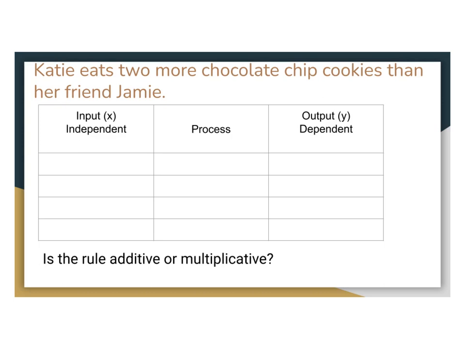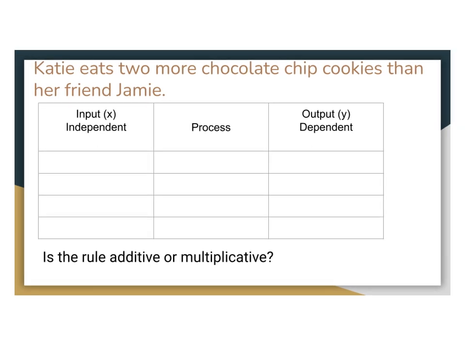So we're going to go ahead and read the problem, and we're going to fill in the table with the information, and then you're going to go ahead and fill out the table in your assignment to give you credit for it. So this is basically notes, so make sure you're taking these notes because it's going to help you out. Now I'm going to go ahead and look at what the question is saying and underline the information. So Katie eats two more chocolate chip cookies than her friend Jamie.